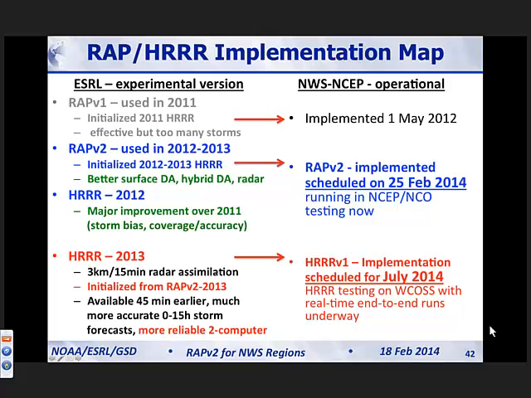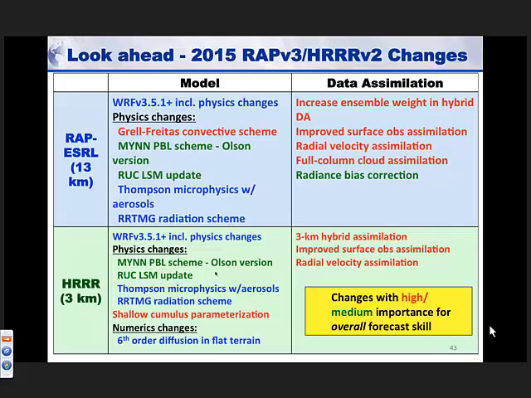Now, there is a further improvement, and that is what's shown in this slide here. This slide was sort of a look ahead, because we do anticipate, in fact we already have, very promising changes for the RAP V3 and HRRR V2. So we're going to be running those experimentally at ESRL starting over the next month, and those would get into NCEP in 2015. So that's the quick story there. Is that what you wanted to hear about?